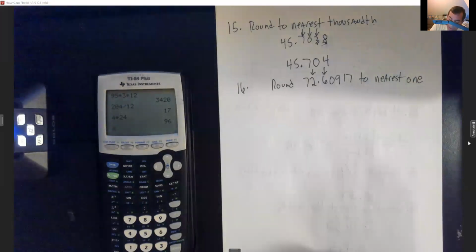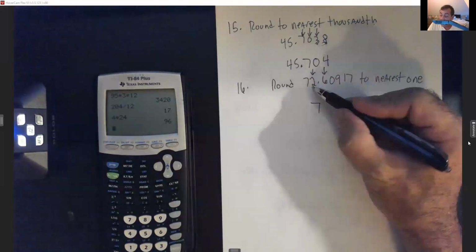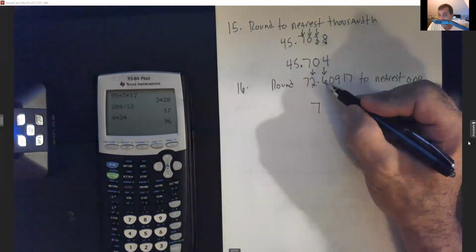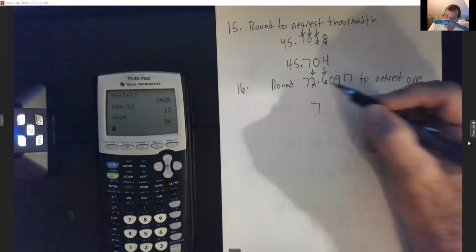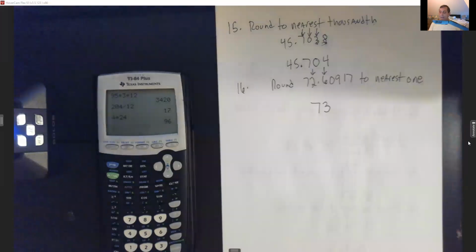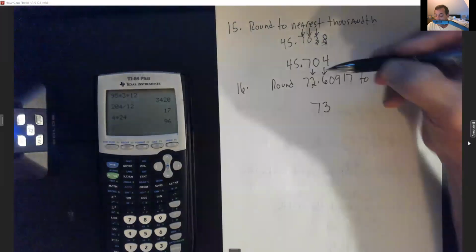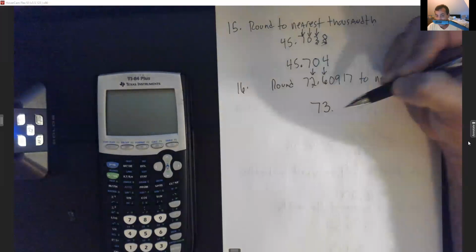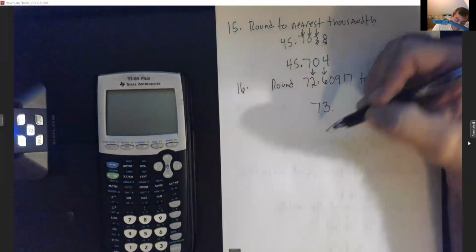So the 7 does stay the same. This 2 will round up this time since the 6 is at least a 5 or bigger. So instead of 72, this will be 73. And notice if I'm rounding to the nearest 1, there's no decimal left in that answer, okay? That decimal is gone because there's nothing after it.